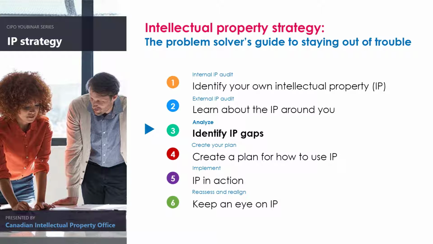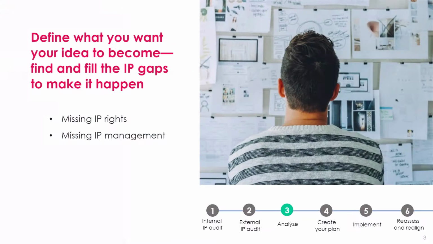Step 3. Analyze. So by now you have an IP inventory as well as an idea of the IP landscape around you. Now it's time to think about making a plan for how you will use IP assets in your business. Analyze the internal and external IP information and define what IP gaps you may have. You may also discover that some of your ideas or creations will be hard to protect.